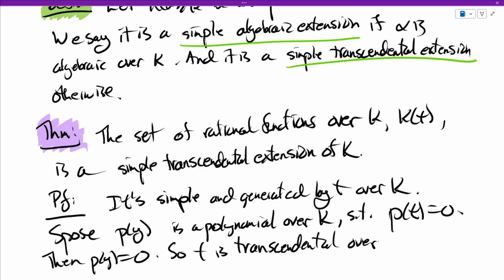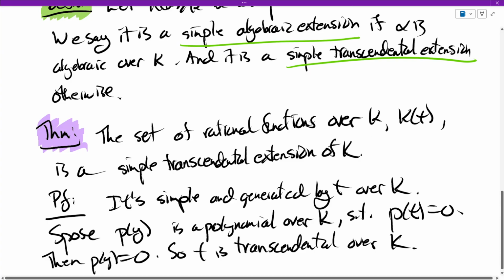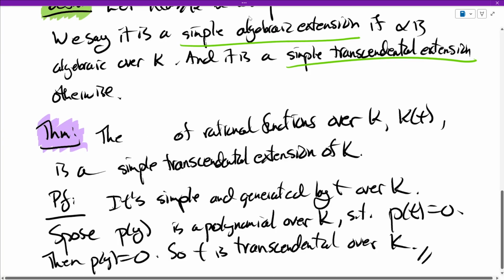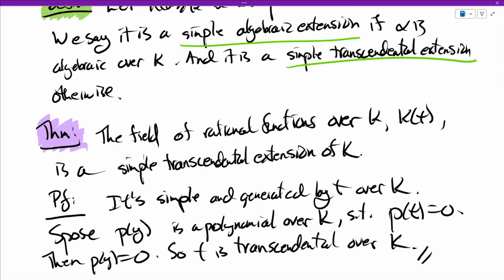Now, intuitively, this should make sense. t is not even a number, right? It's a variable. How could it satisfy some equation over K? It shouldn't be able to, right? Because you're throwing in just some indeterminate. All right, so theorem. I should have said here, not set, but field. The field of rational functions over K in the indeterminate t is a simple transcendental extension, and we'll shortly prove that all simple transcendental extensions of K are of this form.